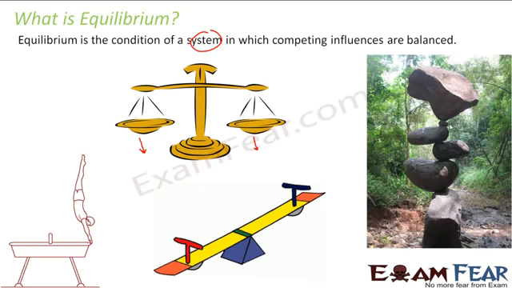A good example is the stones. There are so many stones, one on top of another, a bigger stone here, a smaller stone here. But if you see, they're standing erect because they are in equilibrium. If you push a little bit from this side, it will fall down. So these are examples of equilibrium.